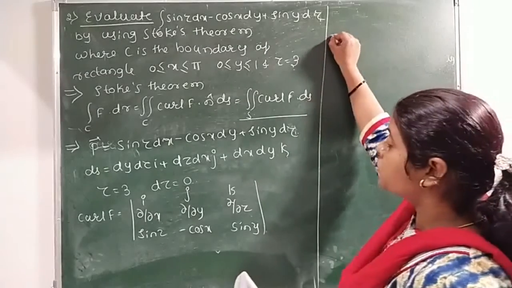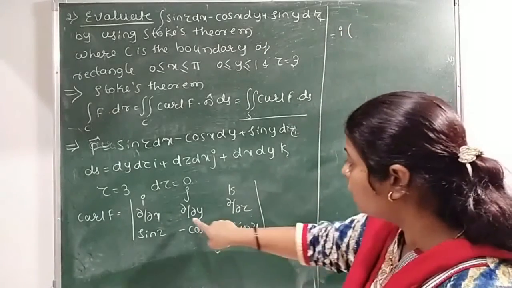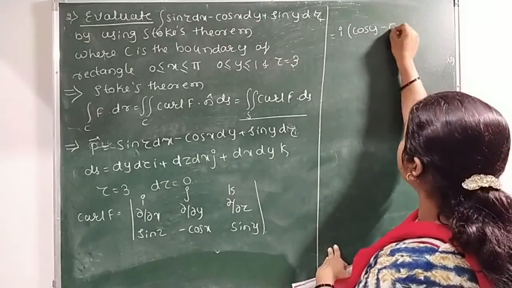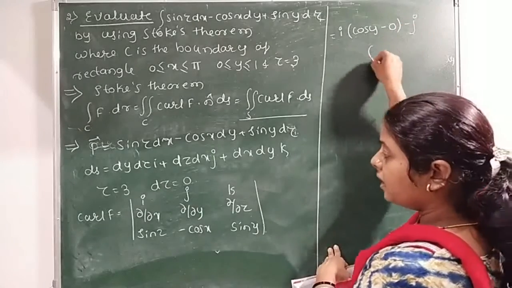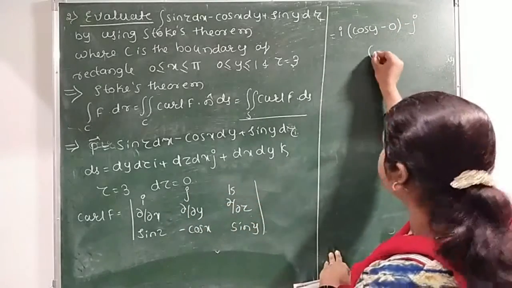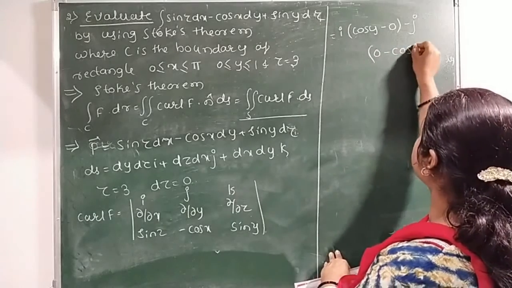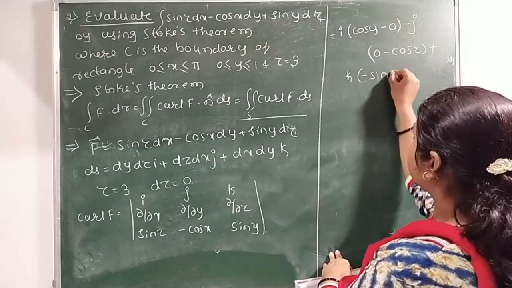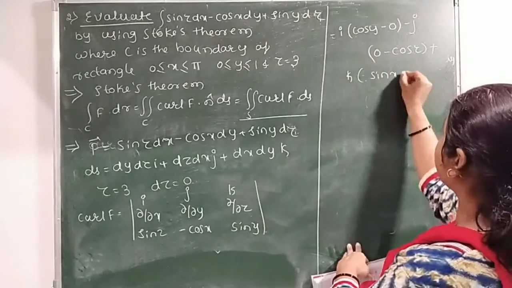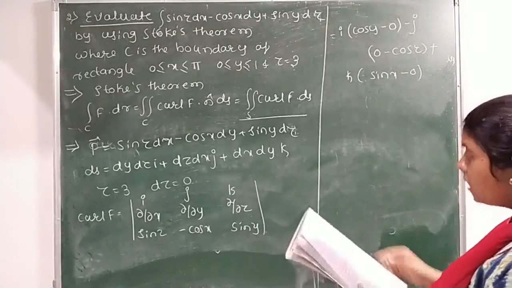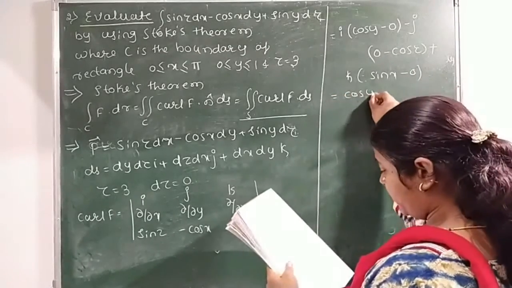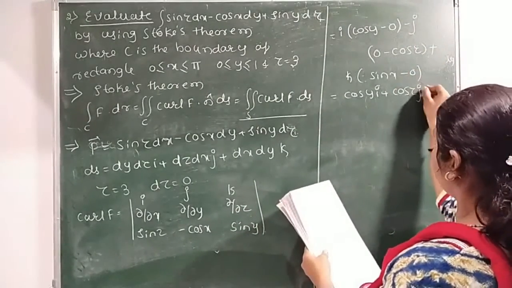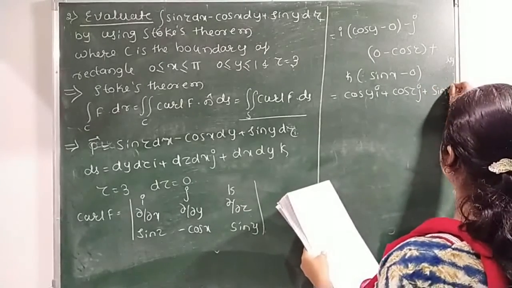By expanding this, the i term is the derivative with respect to y, so the sin becomes cos y. Here the z term is not there, so it becomes 0, minus j. Here the x term is not there, z is there, that is cos z, plus k. The derivative of minus cos x is minus sin x, minus becomes plus, and y is not there, so that becomes 0. Now the term becomes cos y i plus cos z j plus sin x k.